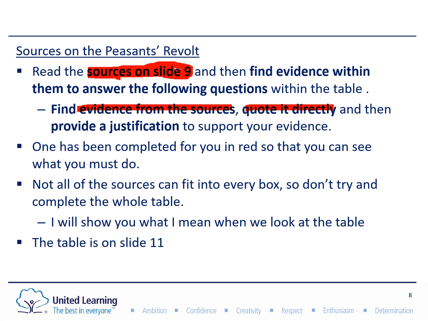I've completed one example for you, or 2 examples for you, so you can see what I expect you to do. Because of how the questions are worded, Year 7, not all the sources can fit into every box, so don't try and complete the whole table. I'll show you what I mean by that later on.